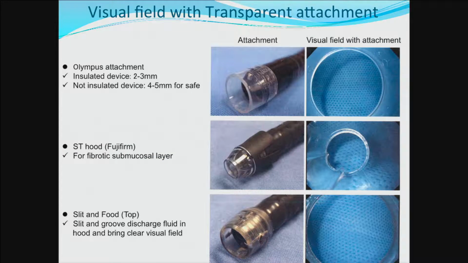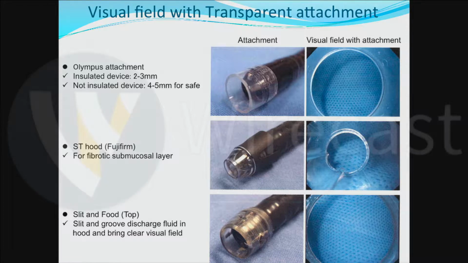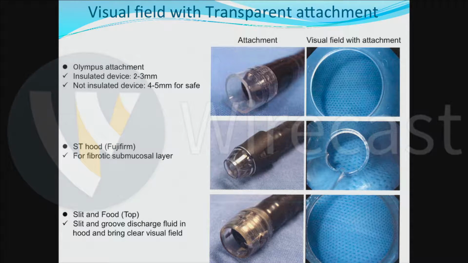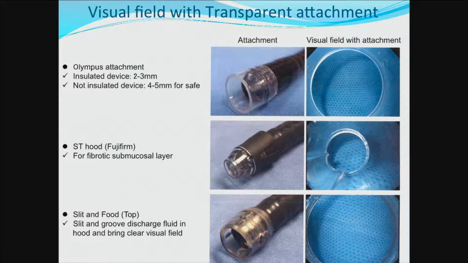Next is the attachment, and the visual field is nicely kept clean with a transparent attachment. As for attachments, with insulated devices, 2 or 3 millimeter short lengths are useful, and with non-insulated devices, 4 or 5 millimeter long lengths are safe. And the Taperless Diffuse by Fujifilm is helpful for fibrotic submucosal layers.